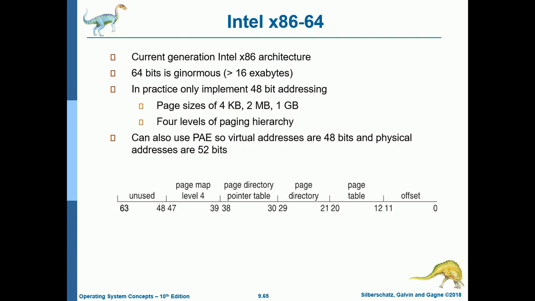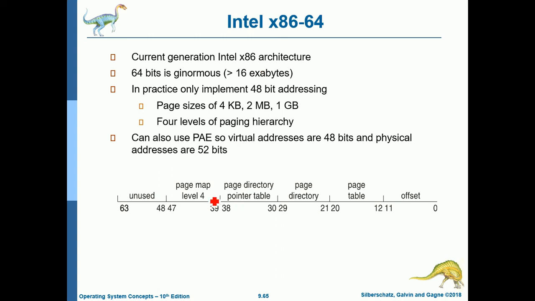Okay, next we have the Intel x86-64, the current generation Intel x86 architecture. So 64 bits is ginormous, greater than 16 exabytes. So in practice, only 48-bit addressing is implemented. Page sizes can be 4 kilobytes, 2 megabytes, and 1 gigabyte because the space is too big. And then it has four levels of paging hierarchy. It can also use PAE, so virtual addresses are 48 bits and physical addresses are 52 bits.